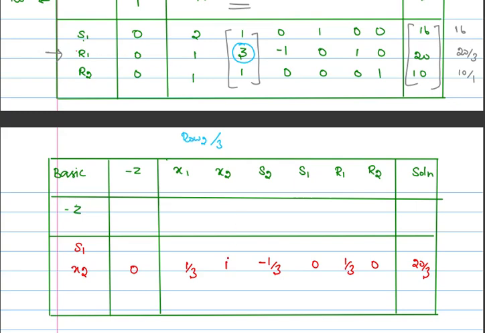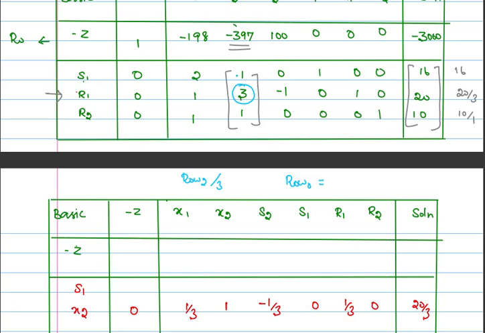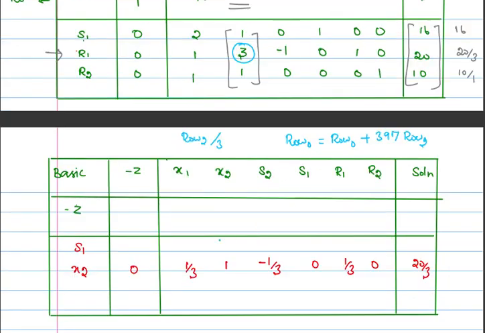Now I want to make this the pivot position, which means the upper also 0 and the lower part of the column, everything must be 0. So first I want to take row 0 equal to row 0 plus 397 row 2. This is the way I have to add it.